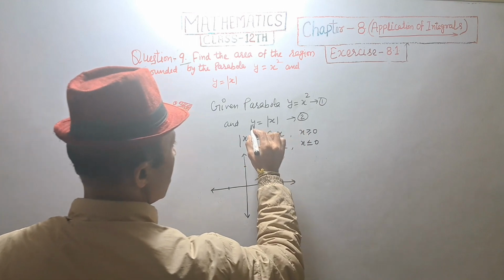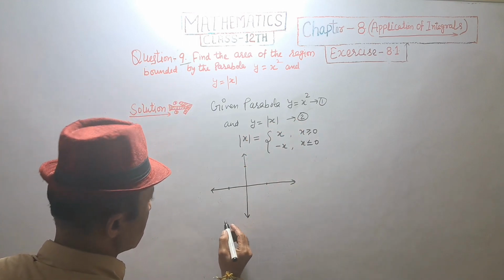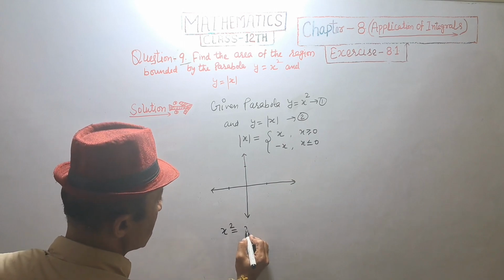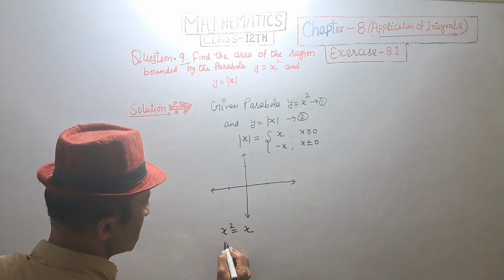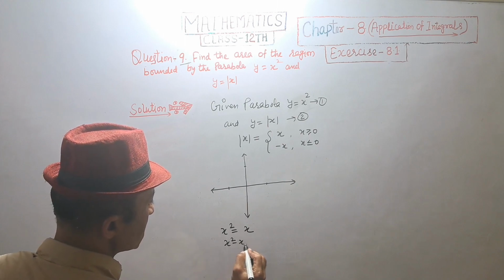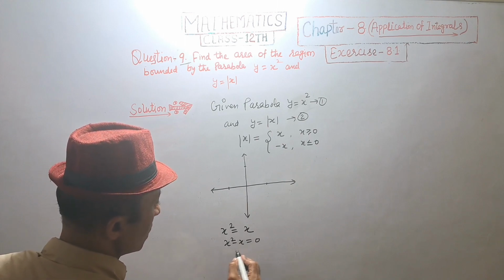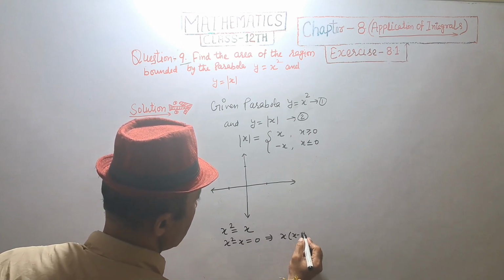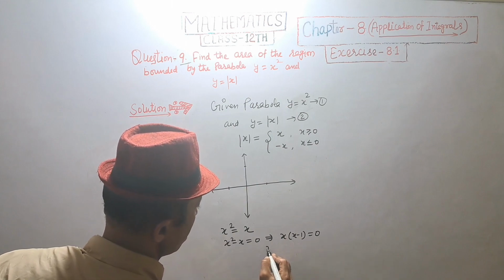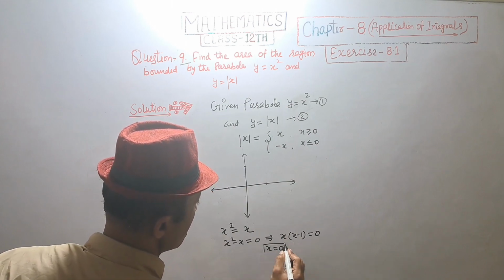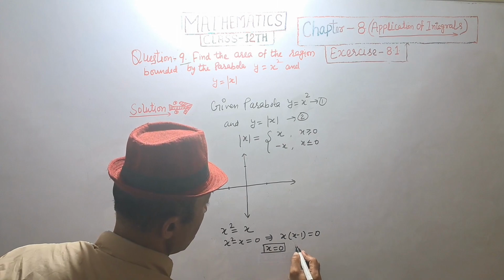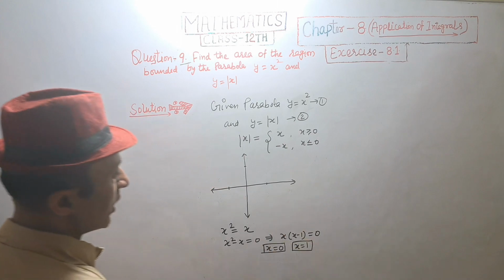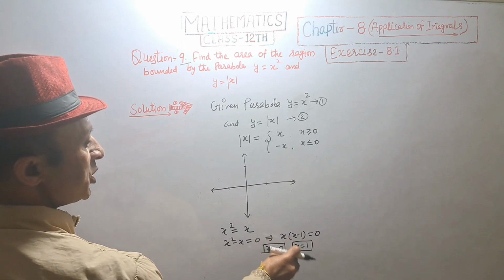First equal to second, y is equal to positive x. x square is equal to x. Shifting to the left side, x square minus x is equal to 0, which implies x is common, x into x minus 1 in bracket equal to 0. x is equal to 0 and x is equal to positive 1. And the limit lies between 0 to 1.